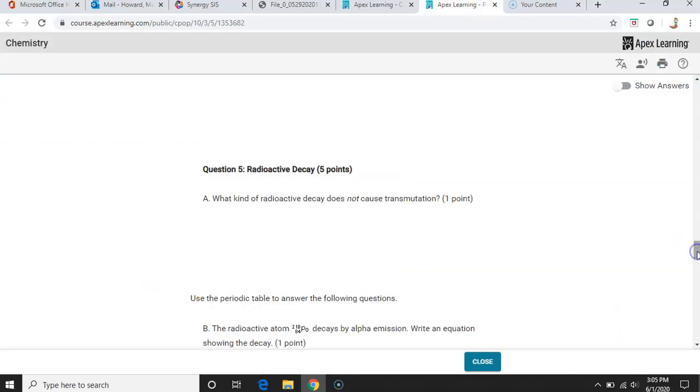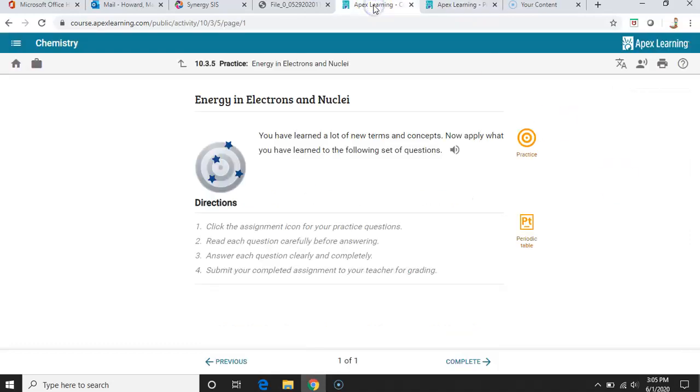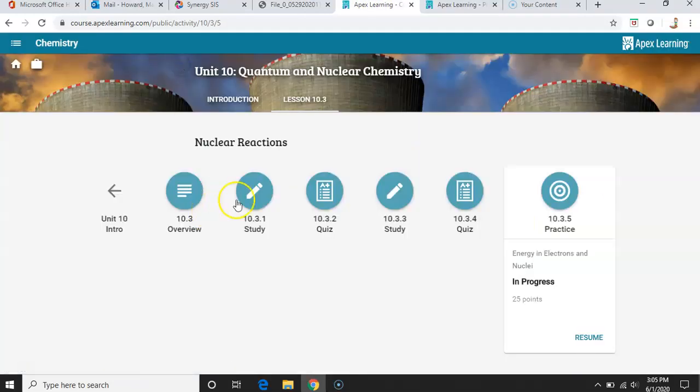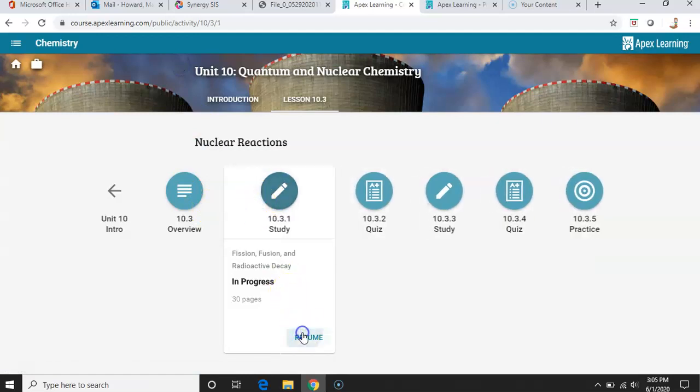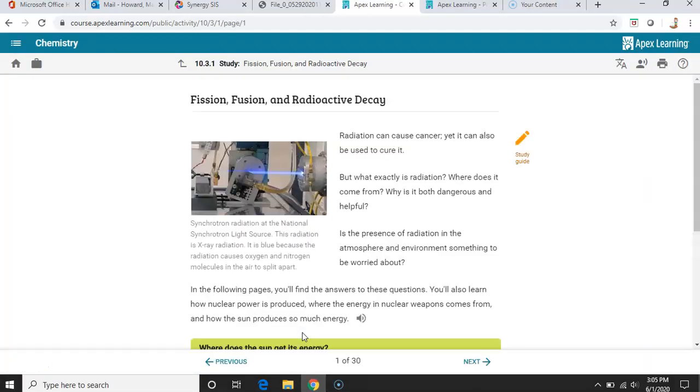So, radioactive decay. This really relates to that lesson I just mentioned, 10.3.1, where it talks about the different radioactive decays. Which one doesn't cause a transmutation, meaning a change? It's gamma emission. Radioactive decay by gamma emission doesn't cause a transmutation. You're not getting a change in an element, it's just emitting electromagnetic waves. Then next, you can find more examples of these.